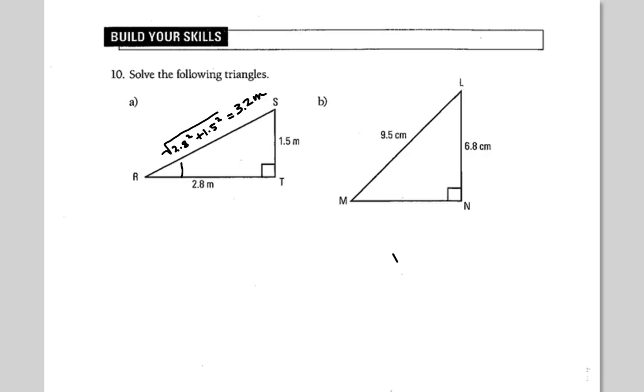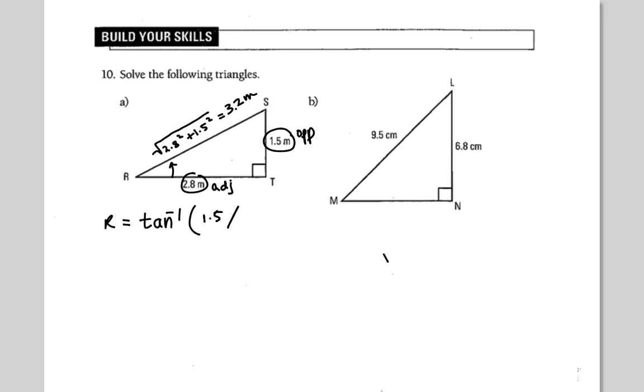To find this angle at R, I'll use second function tangent, because 1.5 is op and 2.8 is adj. So second function tangent of 1.5 divided by 2.8. Second function tan, 1.5 divided by 2.8 is 28 degrees. And if I know that this angle is 90, and I have to start at 180, take away 90, so it's definitely going to be 90 take away 28.